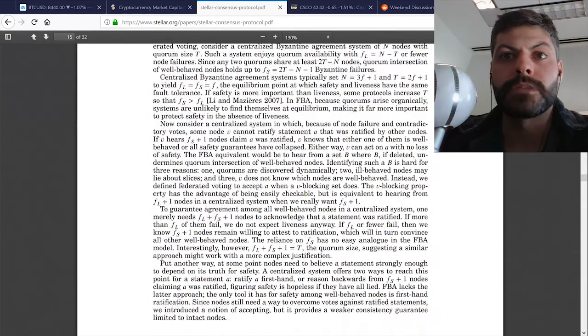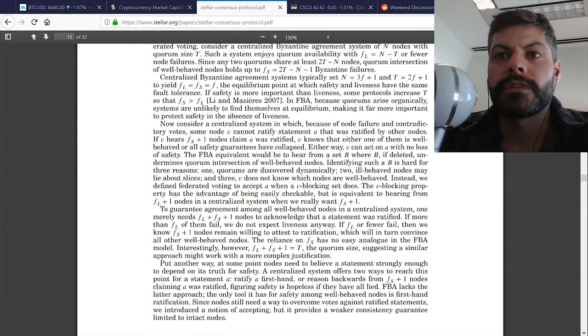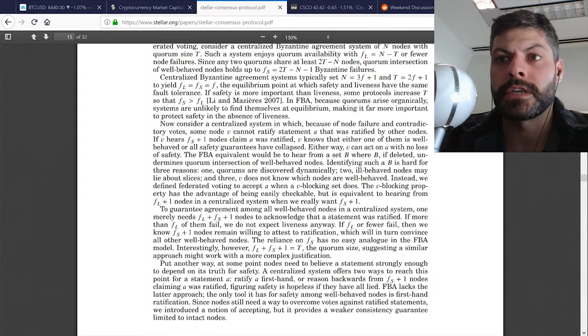To guarantee agreement among all well-behaved nodes in a centralized system, one merely needs FL plus FS plus 1 nodes to acknowledge that a statement was ratified. If more than FL of them fail, we do not expect liveness anyway. If FL or fewer fail, then we know FS plus 1 nodes remain willing to attest to ratification, which will in turn convince all other well-behaved nodes. The reliance on FS has no easy analog in the FBA model.